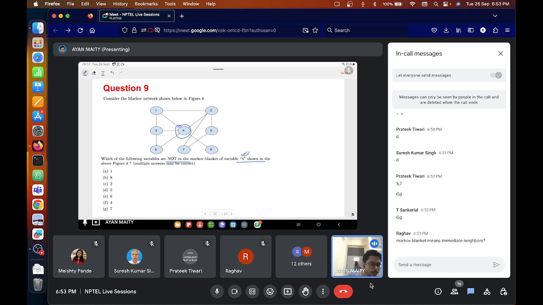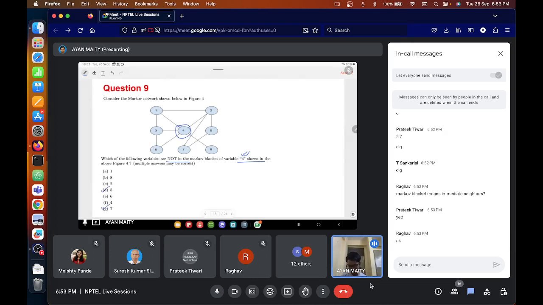Raghav is saying Markov blanket means immediate neighbors. Yeah, the Markov blanket of a node is the set of nodes which are neighboring nodes to that node. So the correct answer would be 5 and 7, option D and G.